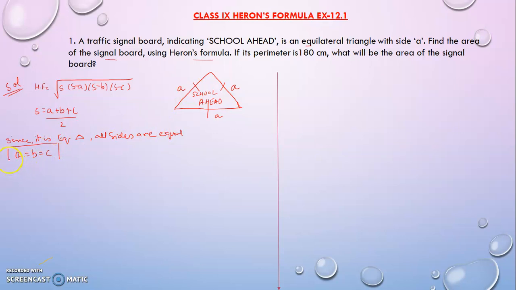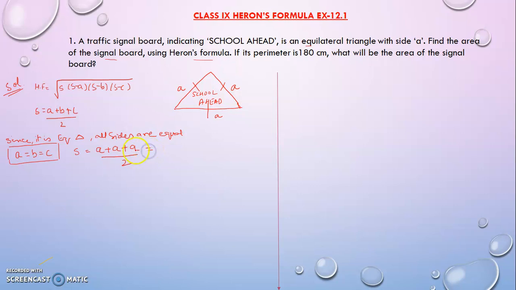So now if we calculate the semi-perimeter, S is equal to A plus A plus A upon 2. Are you following, students? This step is very important. Why am I writing A here and A here? Because in an equilateral triangle all the three sides are equal. So B and C will be replaced by A, A we already have. What are A, B, C? They are the three sides. Since it is an equilateral triangle, the three sides will be A plus A plus A divided by 2.